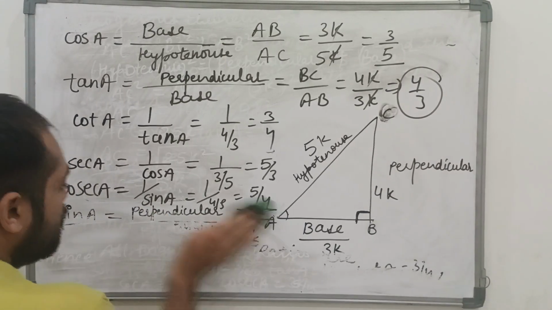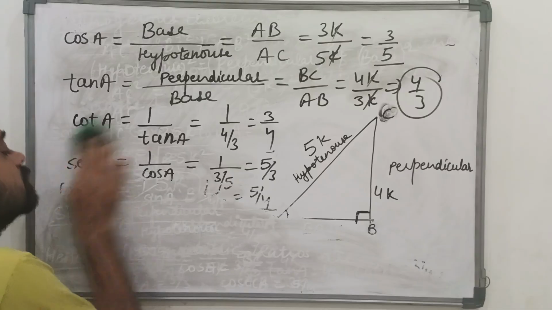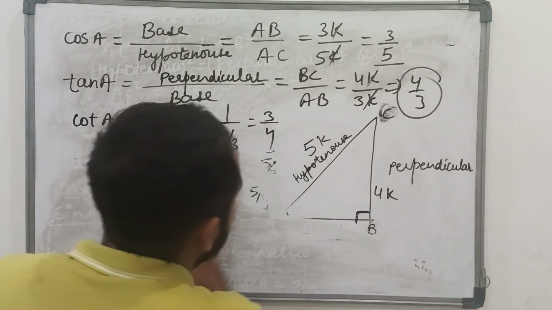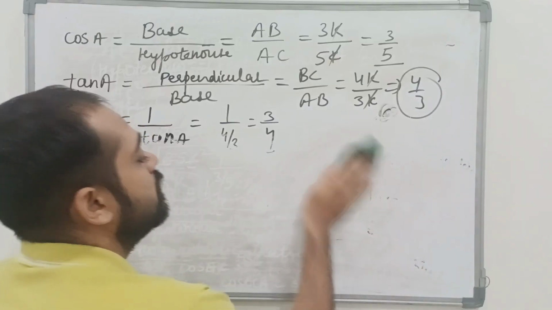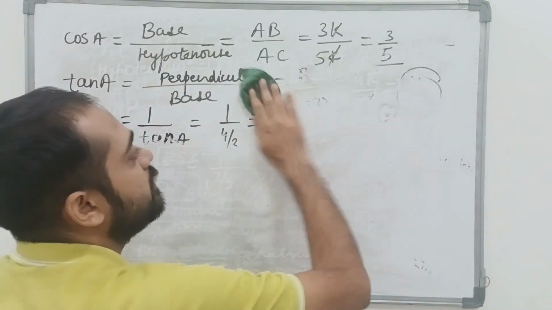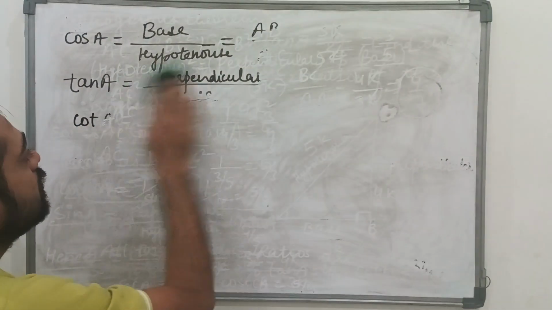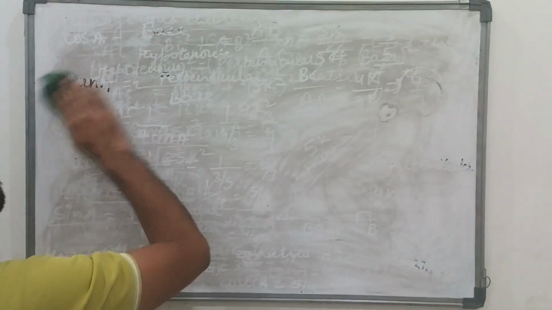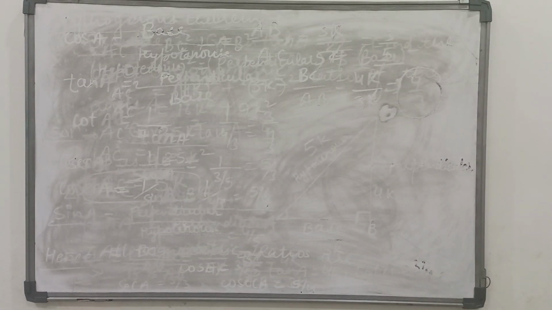Okay. So the next example of this trigonometry chapter, chapter 8.1, example number 2, which I will be taking, is a very important example.